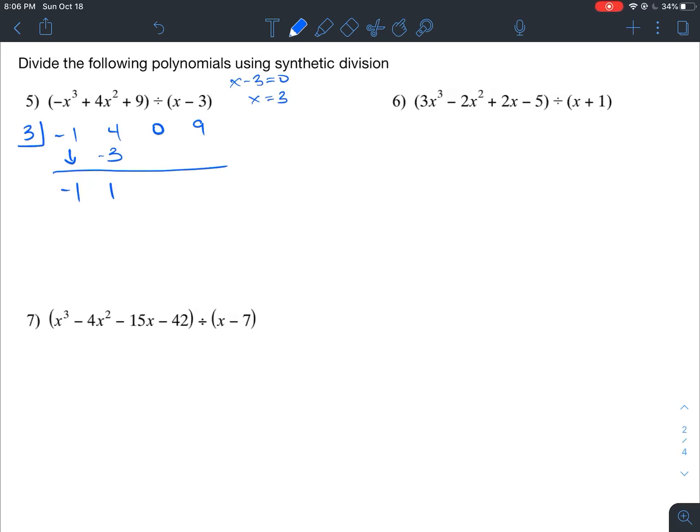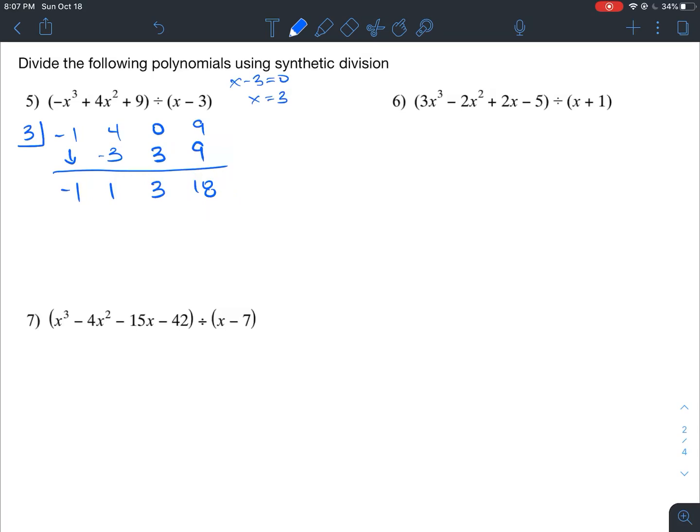Now again, I'm going to repeat the process. I'm going to multiply this by 3. So that's going to be 3 right there. 3 and 0, if you add them together, is 3. Multiply these two together, you get +9. Add them together, and you get 18. So whatever you get in this last spot is your remainder.